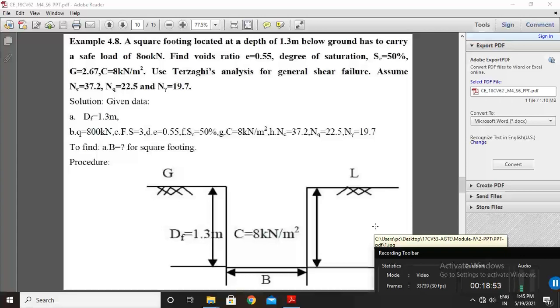So this is a slightly different problem. Procedure: draw the sketch as per the data. So this is the footing. Depth of the footing is 1.3 meter. Width of the footing is B. c is given 8 kilonewton per meter square. This is the ground level.